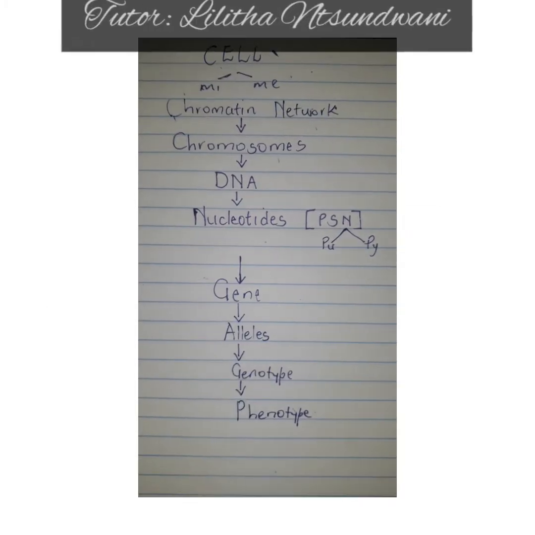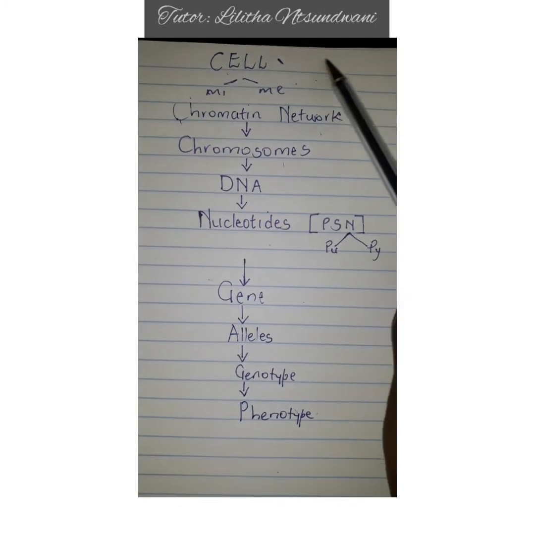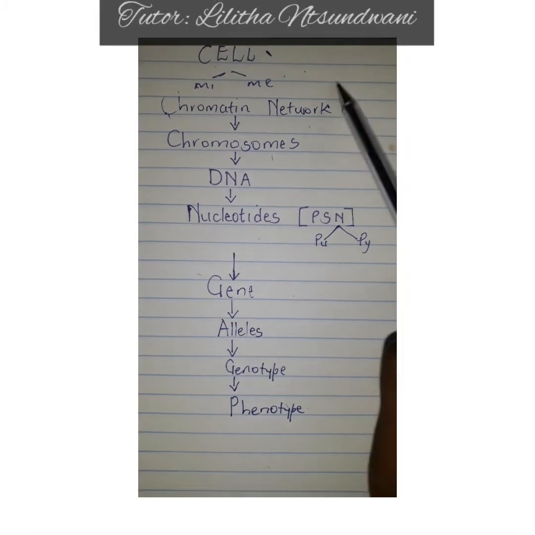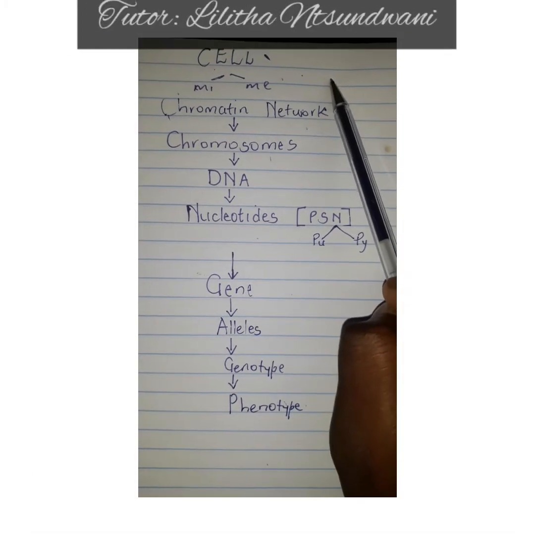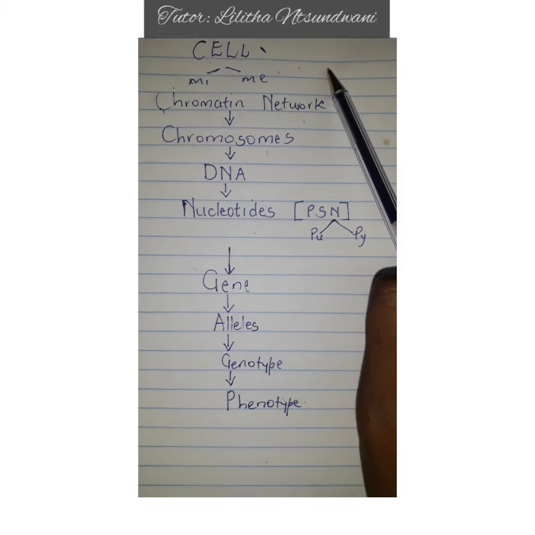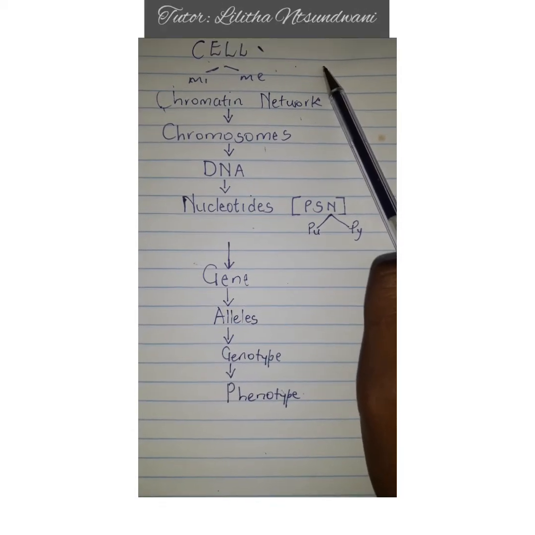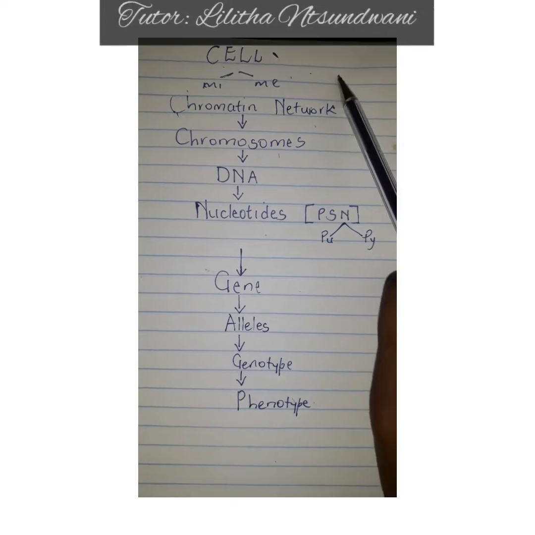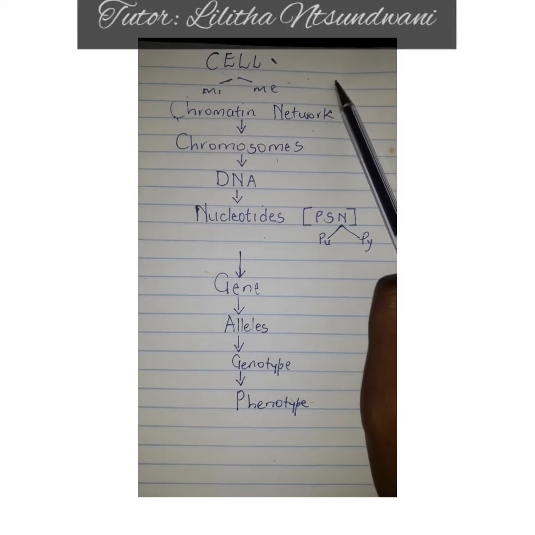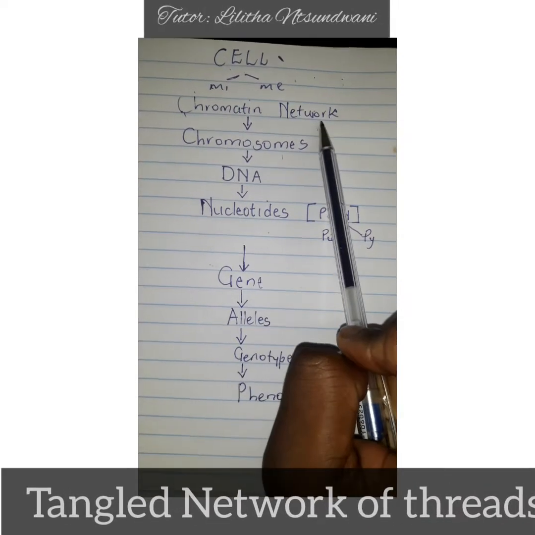All right, remember, in a cell we have a nuclear membrane, and within that nuclear membrane we have a nucleoplasm, and that nucleoplasm serves as an environment to store DNA and to facilitate its functioning. Now, inside that nucleoplasm we have a tangled network of threads known as chromatin network.